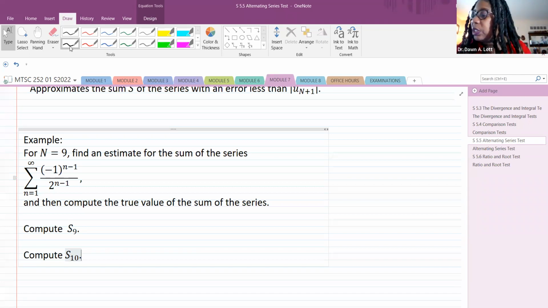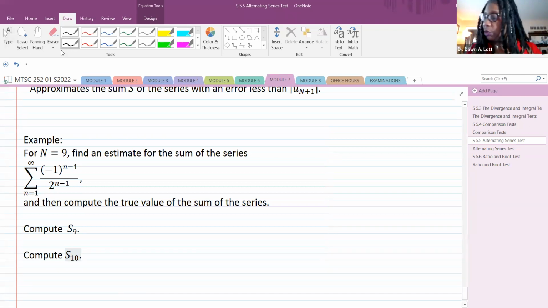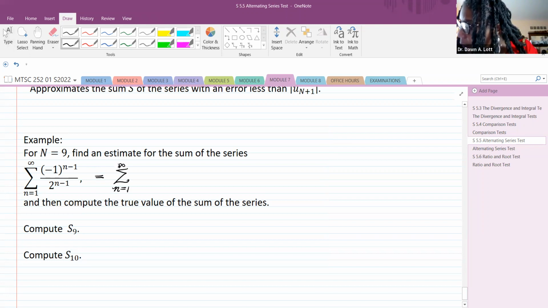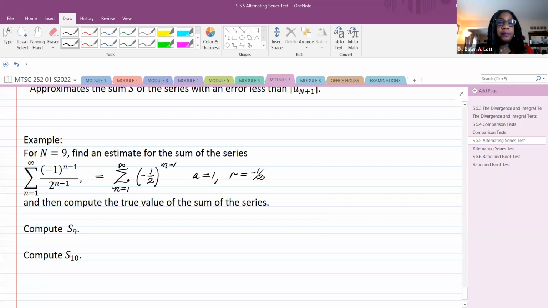But let's just say we didn't know that this was a geometric series. I know it's a geometric series because I can write it as the sum from n equals 1 to infinity of (-1/2)^(n-1). So it has the geometric series form. Here a is 1 and r is -1/2. So by the geometric series test, we know that this series is going to converge.